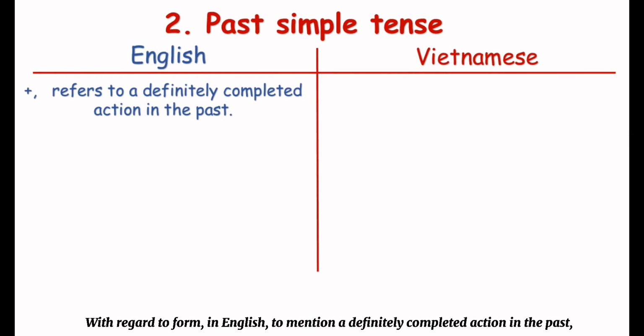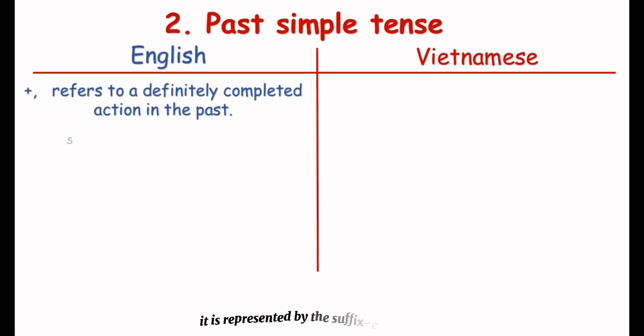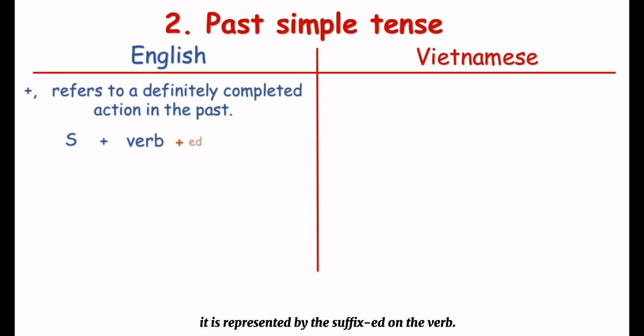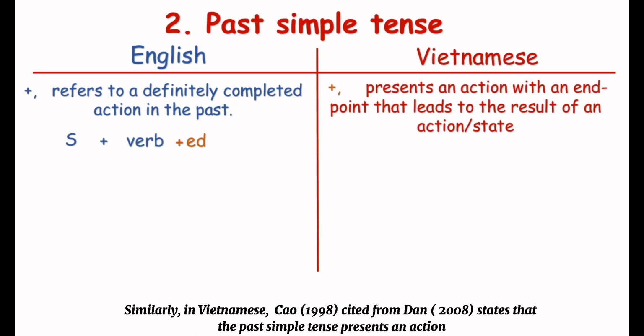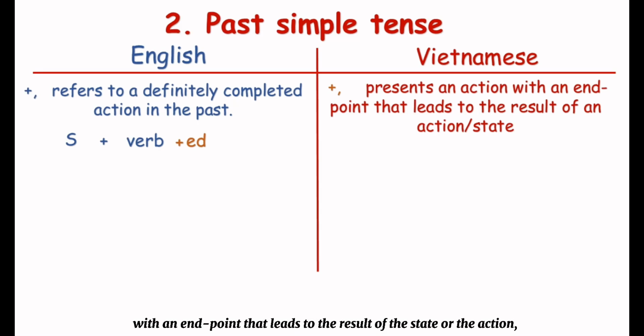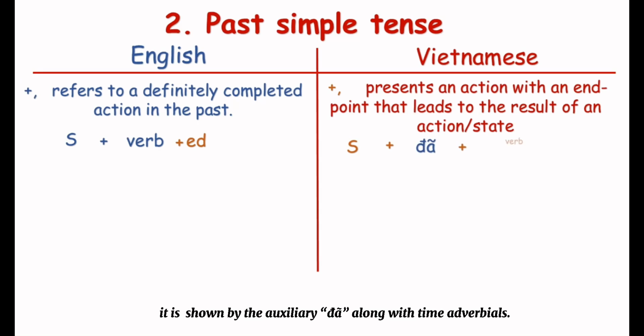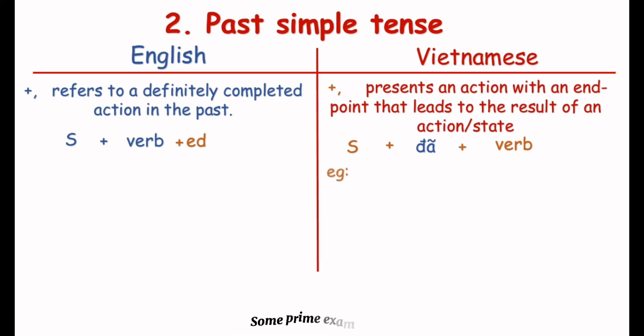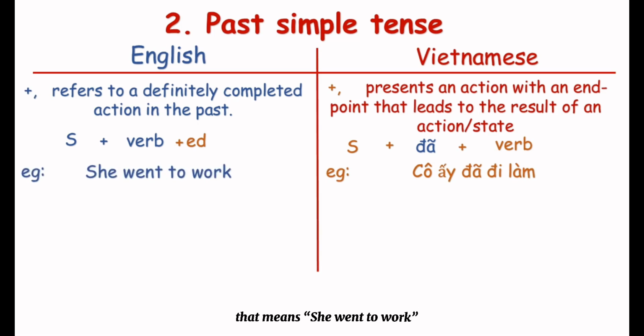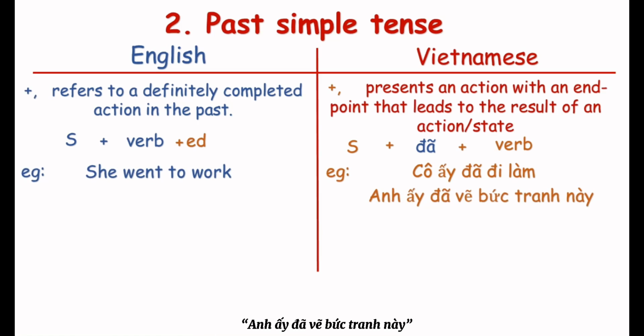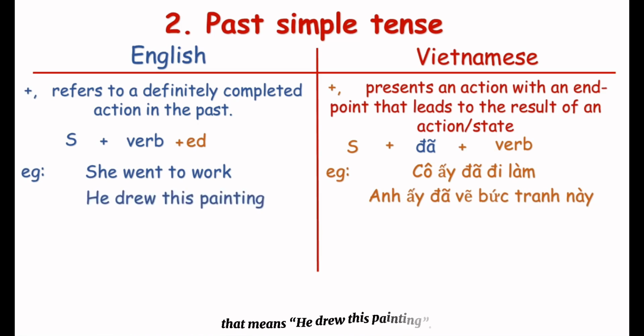So, in the same way, what about past simple tense? With regard to form in English, a definitely completed action in the past is represented by the suffix ed on the verb. Similarly, in Vietnamese, Count, cited from Dan, states that the past simple tense presents an action with an end point that leads to a result of the state or an action. It's shown by the auxiliary đã along with time adverbials. Some prime examples are cô ấy đã đi làm, meaning she went to work, or anh ấy đã vẽ bức tranh này, meaning he drew this painting.